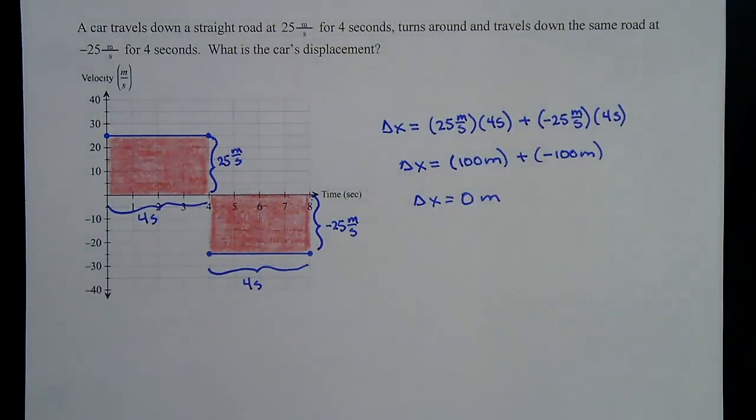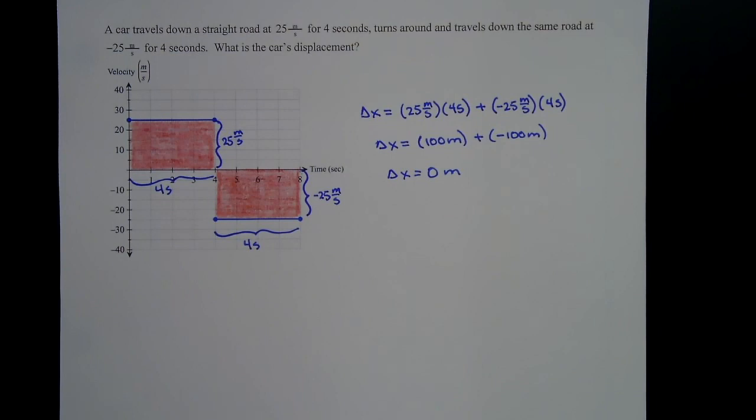Let's go to another problem, where I've given you the position-time graph and the velocity-time graph that goes along with it, and show you we can do displacement both ways. I'm going to show you that you get the same answer whether you do it the way we first learned, from the position-time graph, or the new way, from the velocity graph.